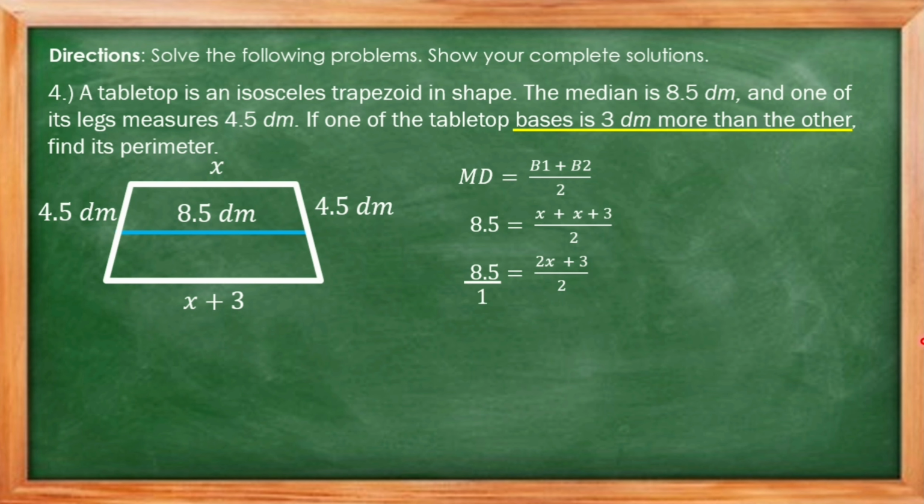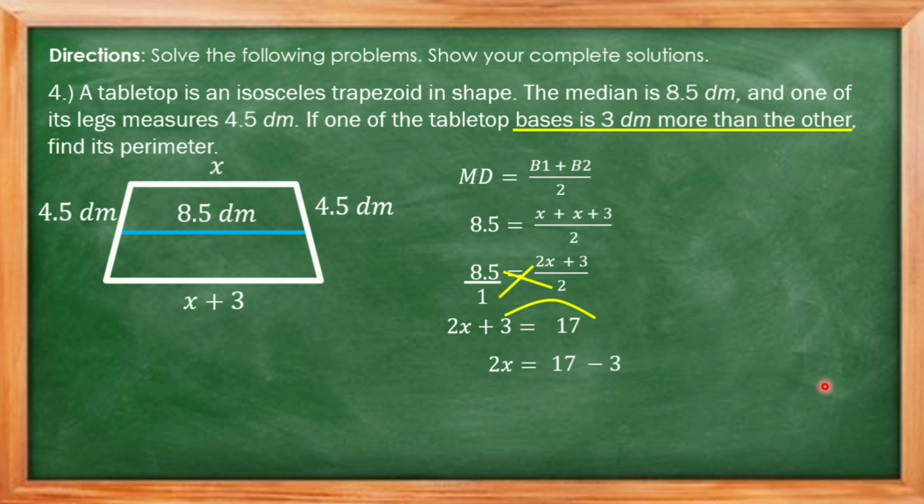Ilagyan lang natin ng 1, and then i-cross multiply lang natin yan. So, 1 times 2x plus 3 is equals to 2x plus 3, then 8.5 times 2 is equals to 17. Then, linear equation na siya. Bring down natin si 2x. Then, lipat natin yung positive 3 sa right side ng equation.